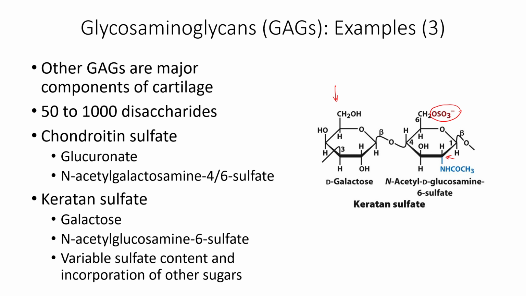So it's a little bit more variable than something like chondroitin sulfate, which has its own variability with the 4 and 6 position, but keratin sulfate has these ones that I just mentioned, with the sulfate content and the incorporation of other sugars.